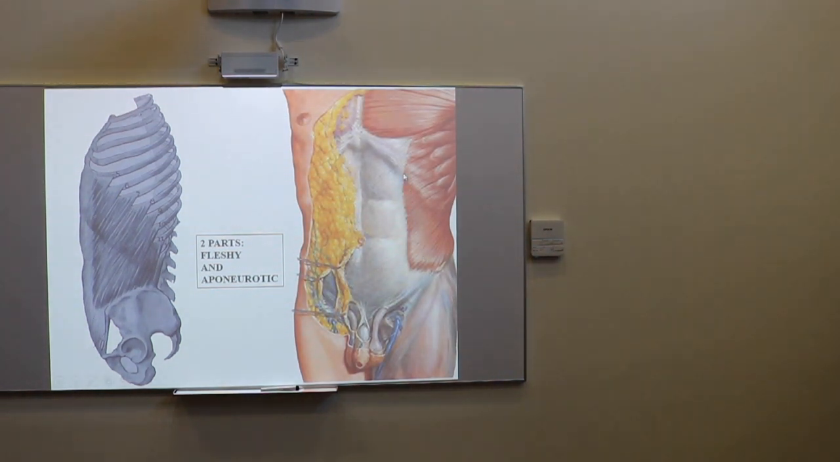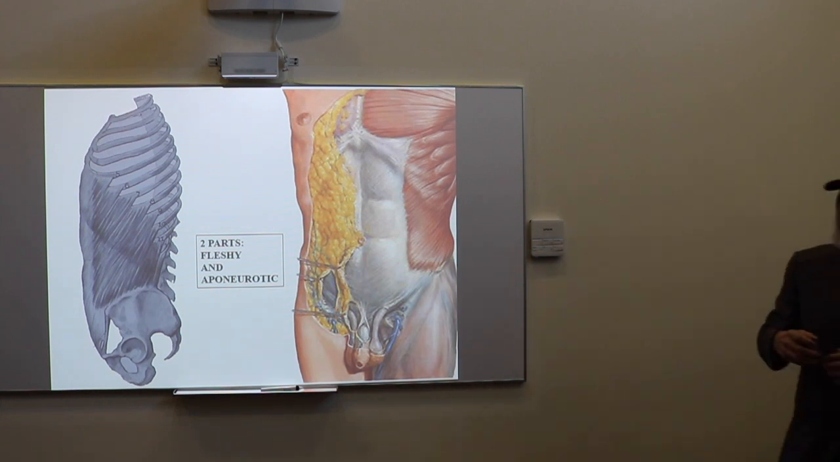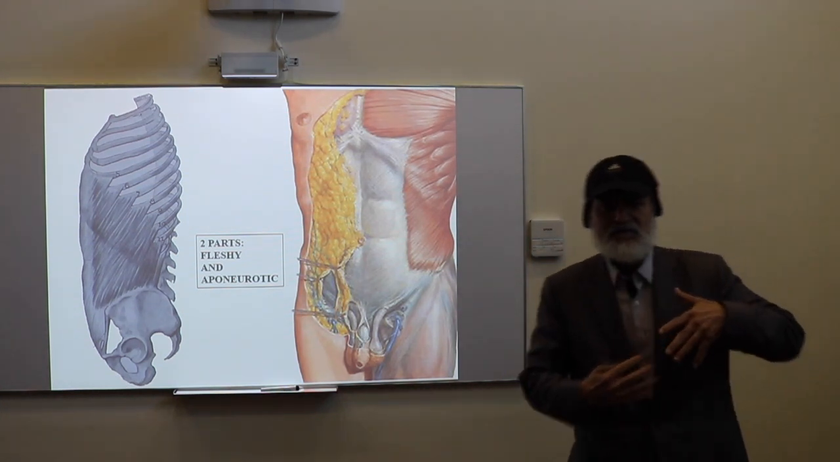And this muscle has a fleshy part and an aponeurotic part. The aponeurotic part, can you see this? So part of it is fleshy and part of it is fibrous. The fibrous part will help us a lot in the movement of the trunk.